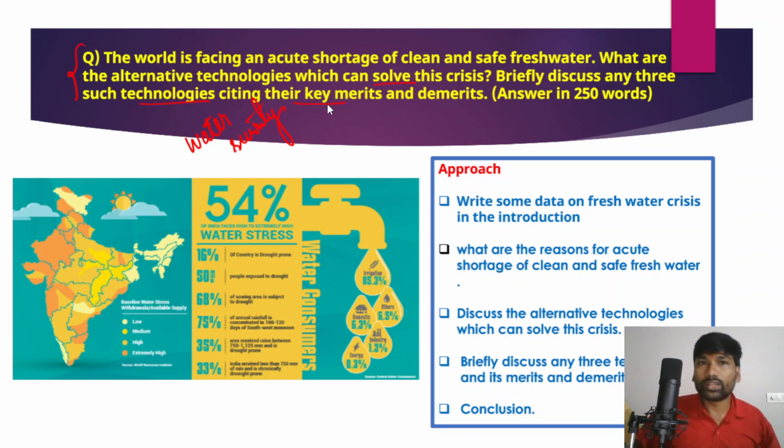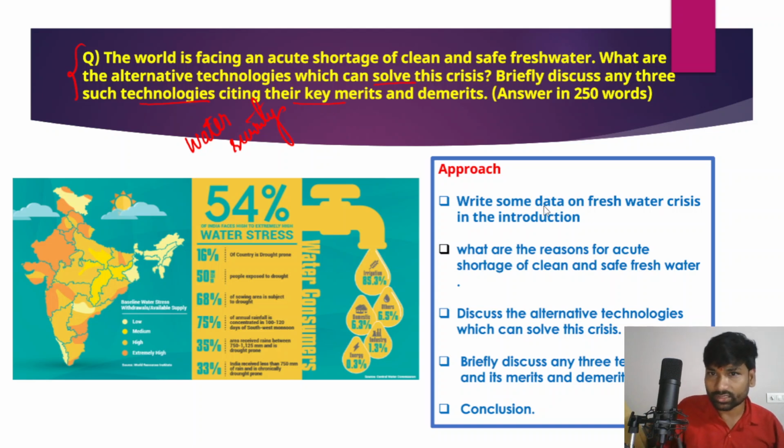Initially you need to write some data on the water stress or the water crisis at the global level, and water crisis even in India as well. And after writing this, you need to write what are the alternative technologies which are available at present to solve this crisis of water scarcity. And then you need to briefly discuss any 3 such technologies which could solve this problem, and you could also mention the merits and demerits of those technologies.